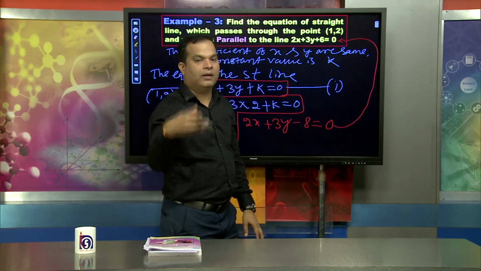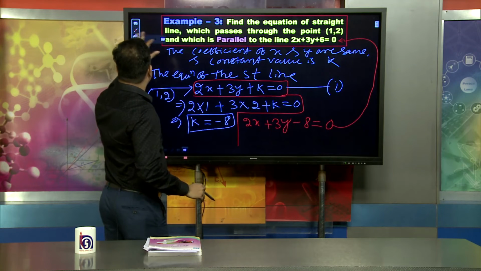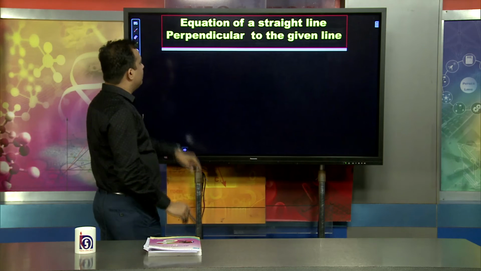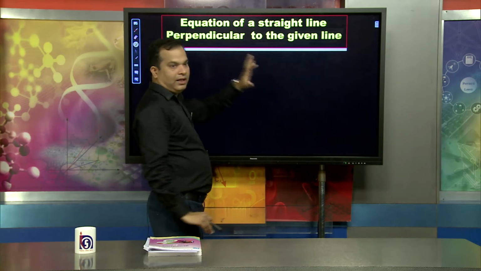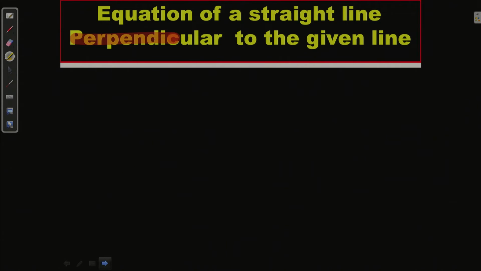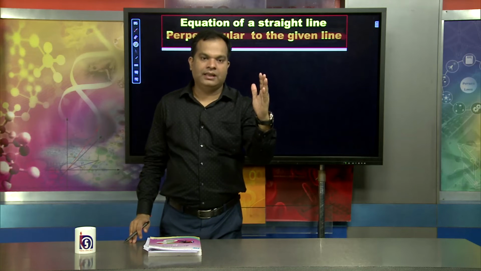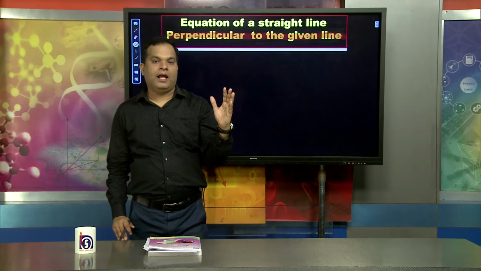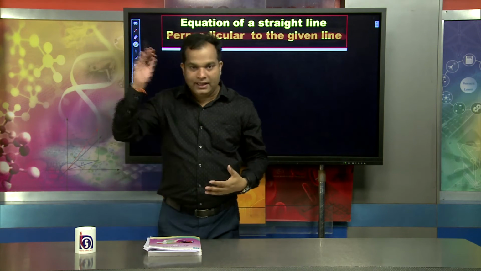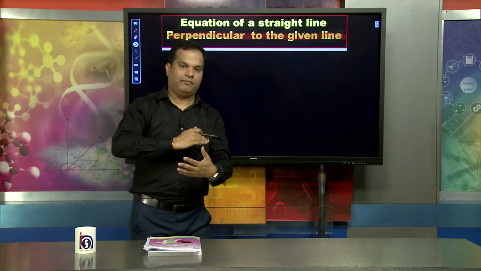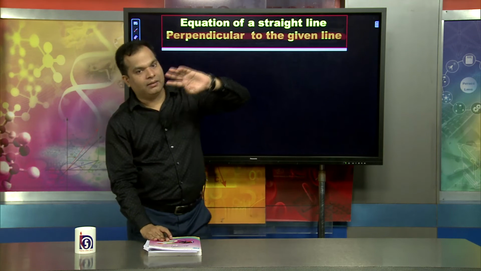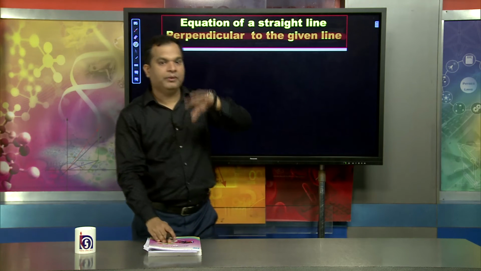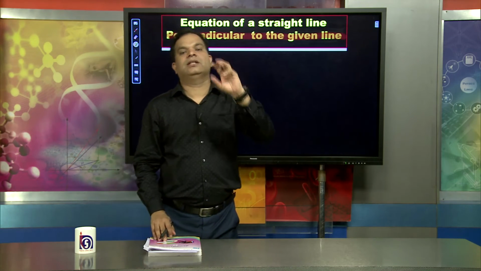Now we have to move to the perpendicular regime. This means, second, when we talk about two lines being perpendicular to each other, the equation of the straight line. In the first case we discussed parallel. Now we will discuss perpendicular to the given line. That means one line is given, its equation is given, and we are going to find out another line which will be perpendicular to the first line, under which condition. There are three conditions. In the first case we found two conditions. Now for the perpendicular regime, we have to check three conditions.